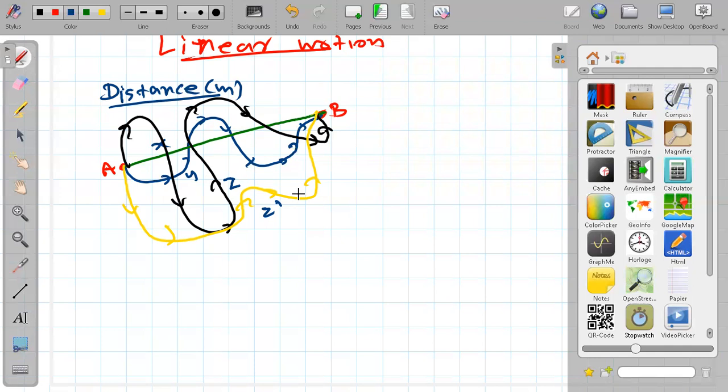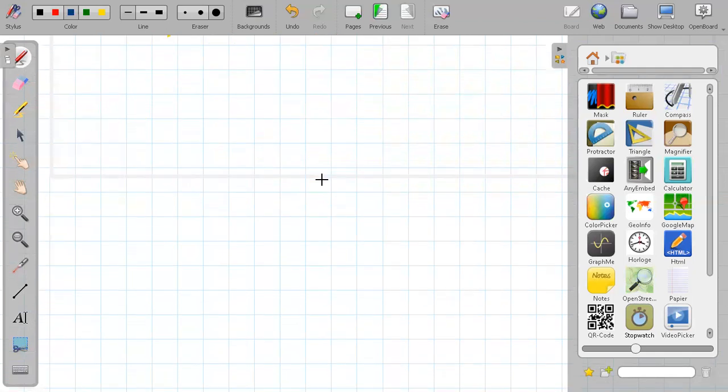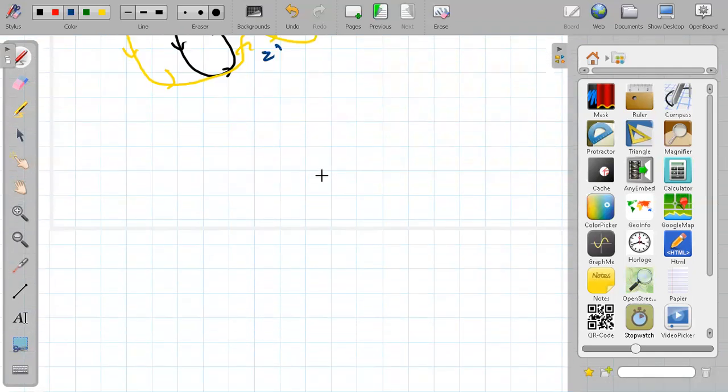Distance is a scalar quantity. It has only a magnitude and no direction. Now write displacement. That's also in meters. Displacement. Okay, guys, just write this displacement.